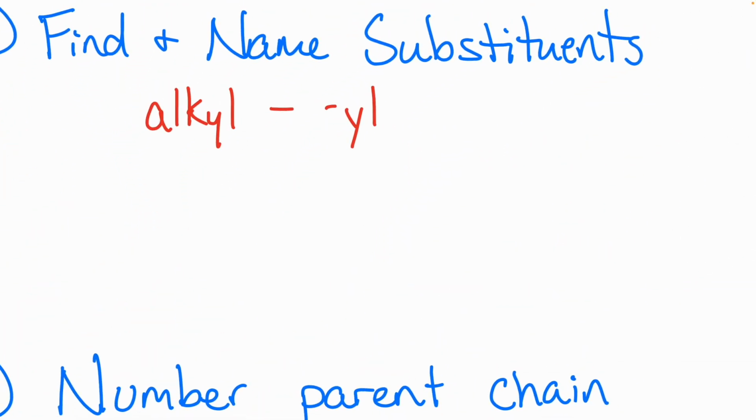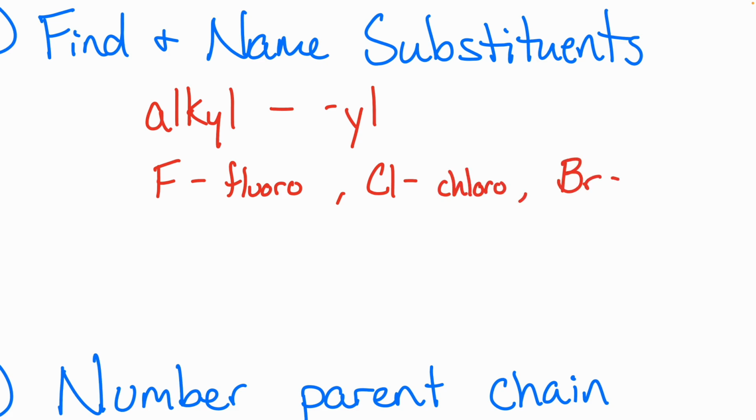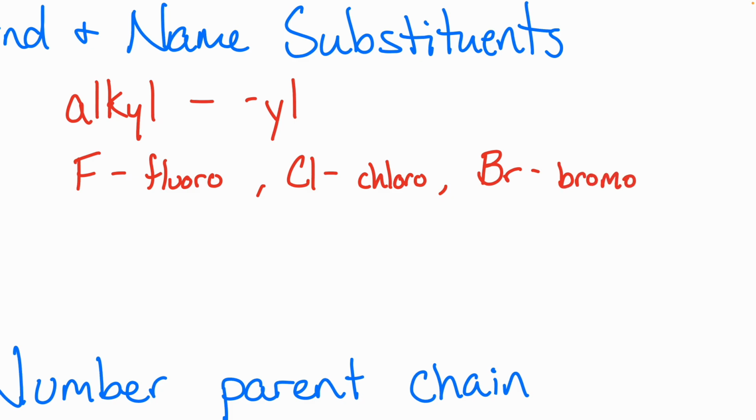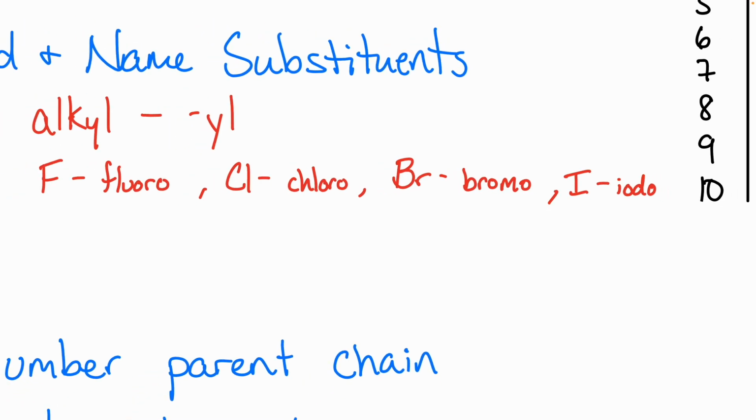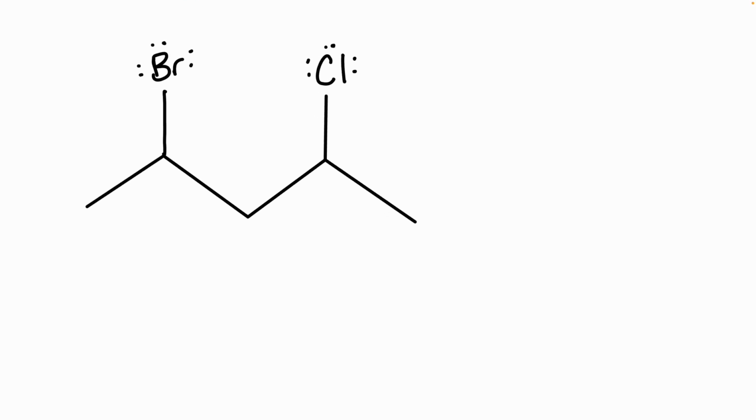So we have to name these things here. We said alkyl groups have that YL ending. If we just go down the line for our halogens, F is a fluoro group. Cl is a chloro group. Br is a bromo group. And iodine is an iodo group. All right, so these halogens are treated like substituents. Like our alkyl substituents, we learned how to name these. Fluoro, chloro, bromo, and iodo. Okay? Cool.